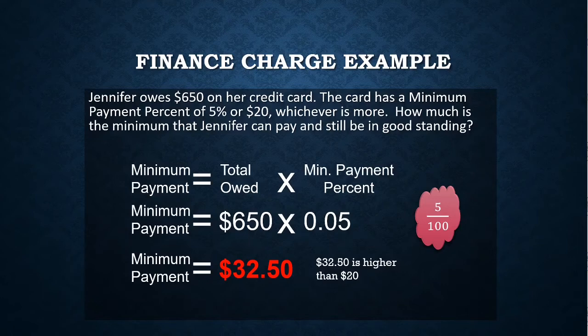Let's just say in this example that it came out to be $12.50 instead of $32.50. Then her minimum payment would be $20 because the minimum payment is 5% or $20, whichever is higher.